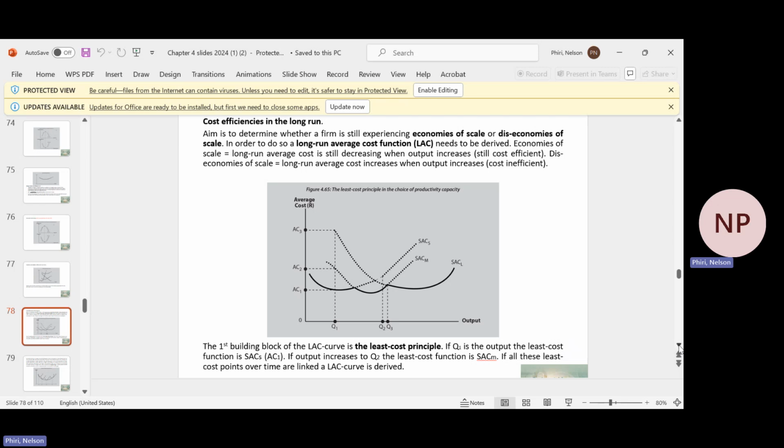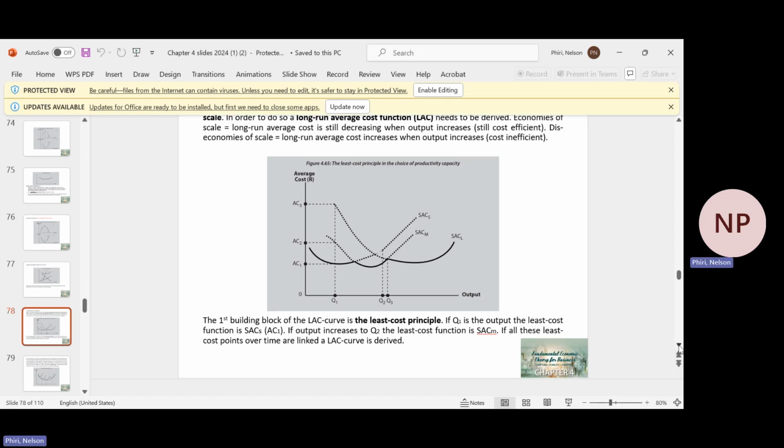The long run average cost curve is still decreasing when output is increasing. So here we will be cost efficient. However, in the long run, when we encounter diseconomies of scale, your long run average cost will increase when our output is increasing. That is when we become cost inefficient. There's also what you call the least cost principle.